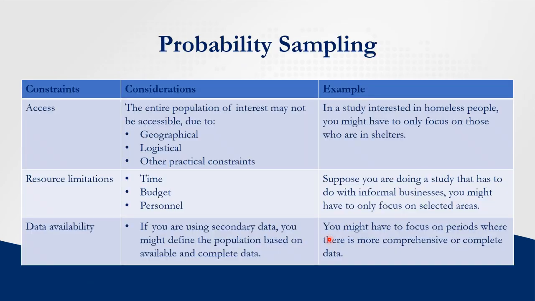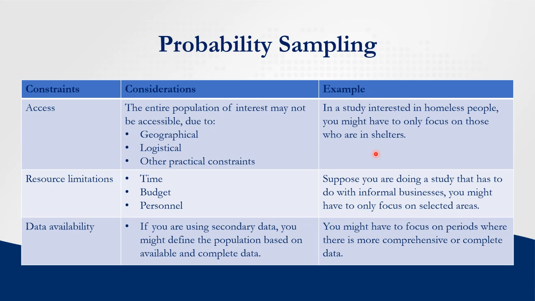Some of the things that you need to consider is access, right? You can have problems due to geographical reasons, where areas are sometimes not accessible, or logistical or other practical constraints. The example here would be if you want to study homeless people, you might have to focus on those who are in shelters.